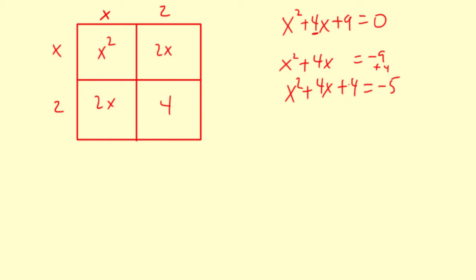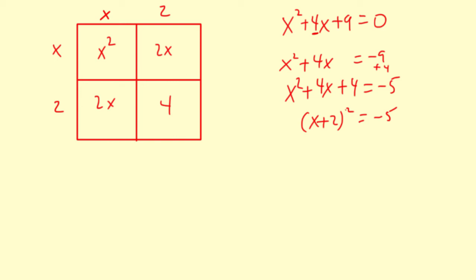Now the reason why I didn't just subtract 5 from both sides is because sometimes you're going to have complicated equations here, and it's a good rule to just get rid of the C term first by subtraction and then continue from there. So now I'm going to write this as a perfect square binomial, x plus 2 quantity squared equals negative 5. Okay, and then I'm going to solve by square root, so square root both sides.